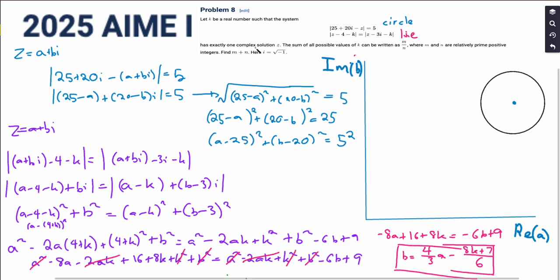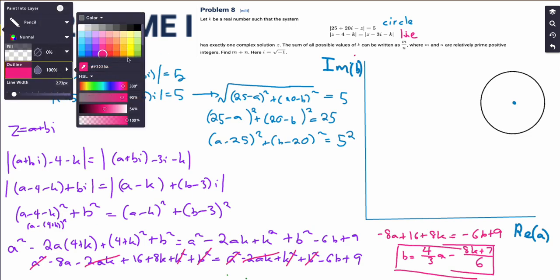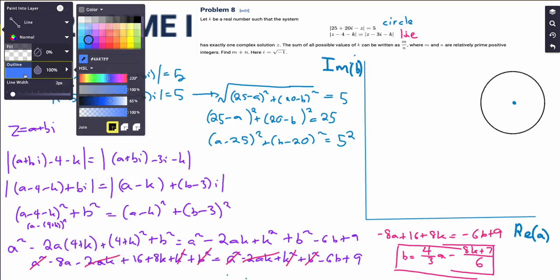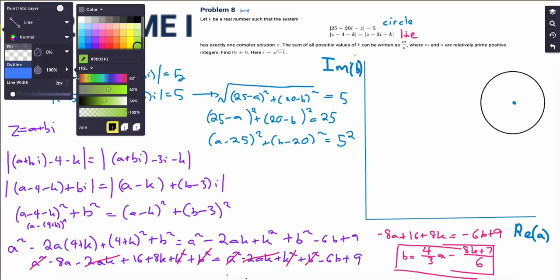Okay. And so we want to find when this system has exactly one complex solution z. Well, when will a line and a circle meet at exactly one point? That's essentially what this problem is asking us now. Well, we know that this happens only at a tangent.